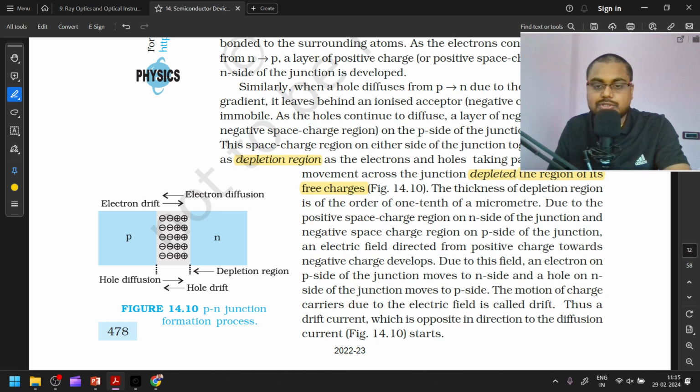Due to the positive space charge region on N side and negative space charge region on the P side of the junction, an electric field develops. ठीक है, अब यहाँ पे क्योंकि पॉजिटिव हो गया है, यहाँ पे नेगेटिव है, तो जाहिर सी बात है इलेक्ट्रिक फील्ड डेवलप हो जाता है from positive to the negative. Okay, due to this an electron on the P side of the junction moves to the N side.